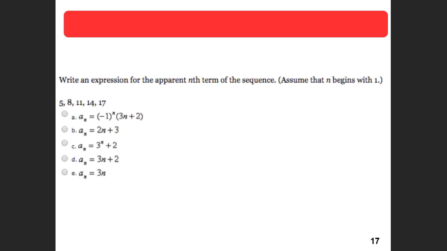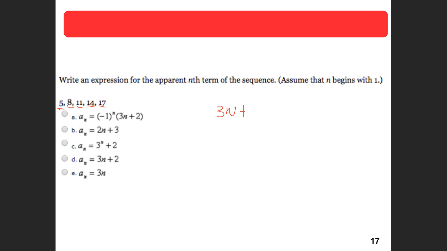Write an expression for the apparent nth term. Assume that n begins at 1. Okay, so we're going to write an equation for this. So we've got 5, 8, 11, 14, 17. In this problem, it looks like it's always going up by 3, doesn't it? So I know if it's always going up by the same term, this has to be part of my answer. And then 5 is my first term.